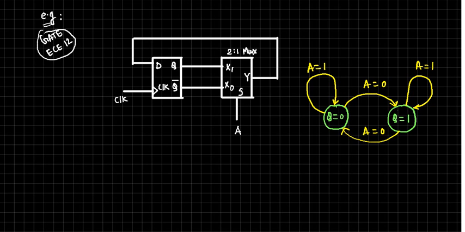Because when A is 0, this Q bar is always a complement of that. So here Q is 1, so of course Q will be 0 here, right? And that will be selected only if A is 0. Is it okay? Who did not understand?